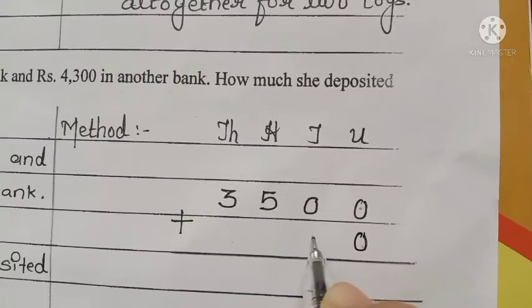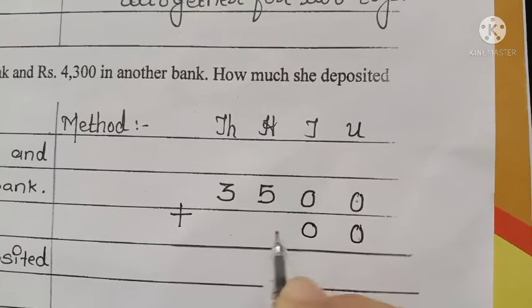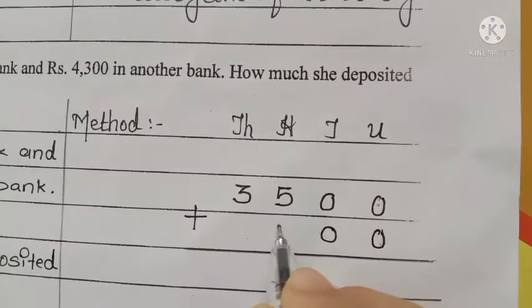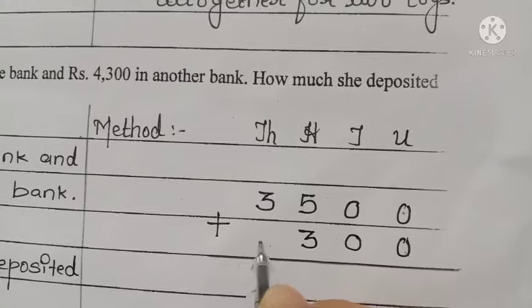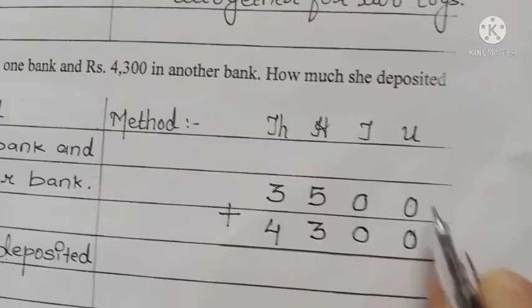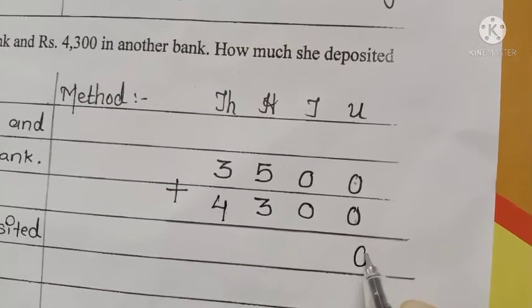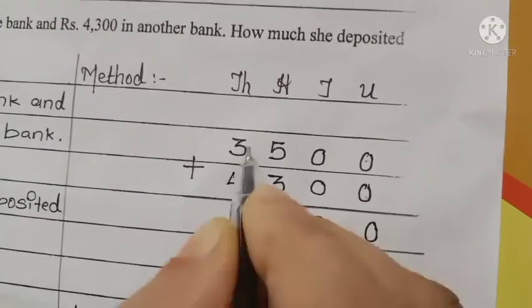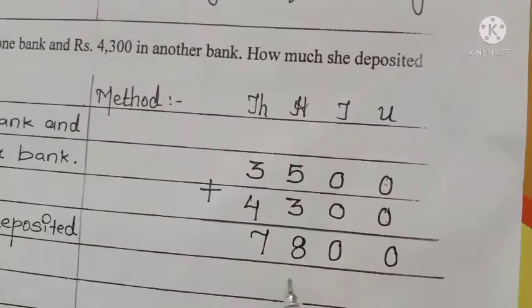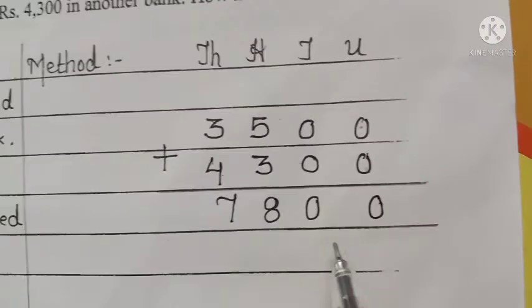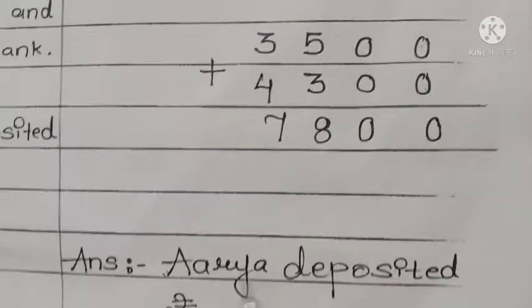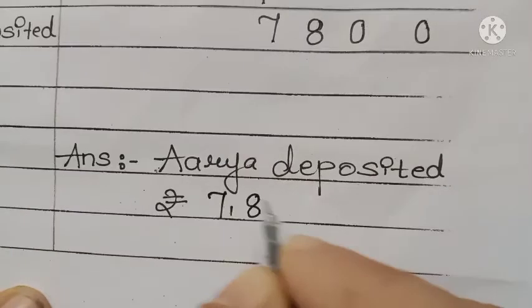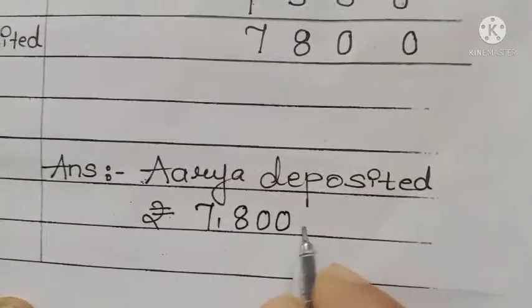So 0 will come in units place, then 0 will come in tens place, then again 3 will come in hundreds place, and 4 will come in thousands place. Now add from units place. 0 plus 0 is 0, 0 plus 0 is 0, 5 plus 3 is 8, 4 plus 3 is 7. So see, our answer is 7800, means she deposited rupees 7800.